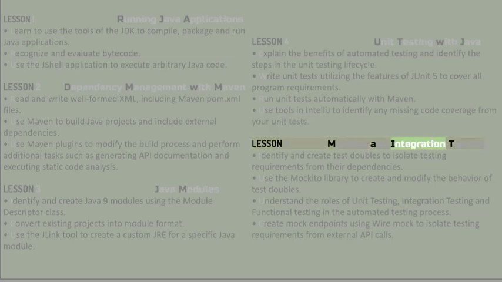Lesson 5: Mocking and Integration Testing. Identify and create test doubles to isolate testing requirements from their dependencies. Use the Mockito library to create and modify the behavior of test doubles. Understand the roles of unit testing, integration testing, and functional testing in the automated testing process. Create mock endpoints using WireMock to isolate testing requirements from external API calls.